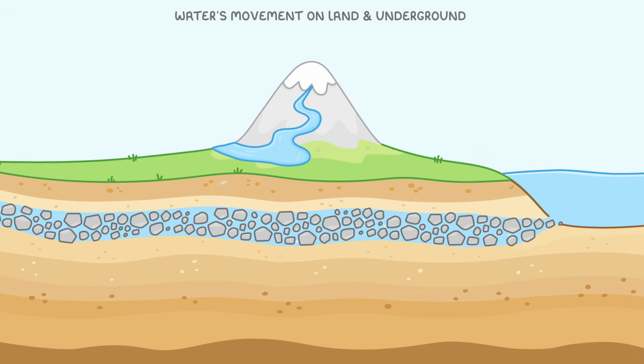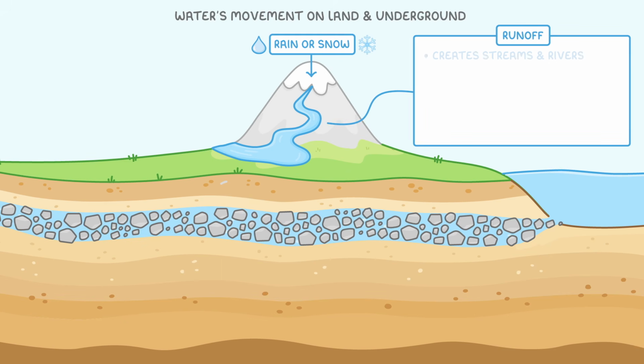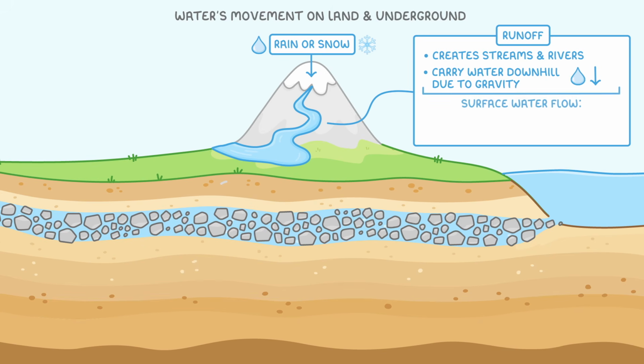Let's start by looking at water's movement on land and underground. When rain or snow falls onto Earth's surface, the water takes several different paths. Some flows across the land surface as runoff, creating streams and rivers that carry water downhill due to gravity. This surface water flow is one of the main ways that water shapes the Earth's surface.